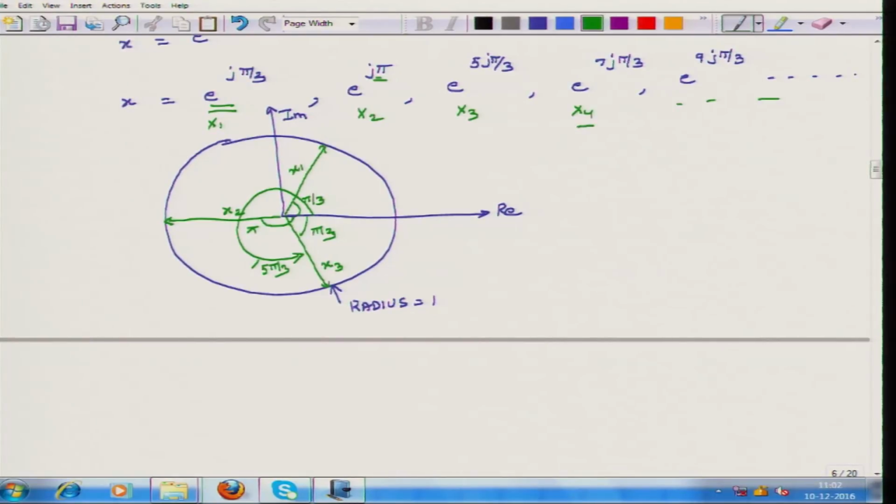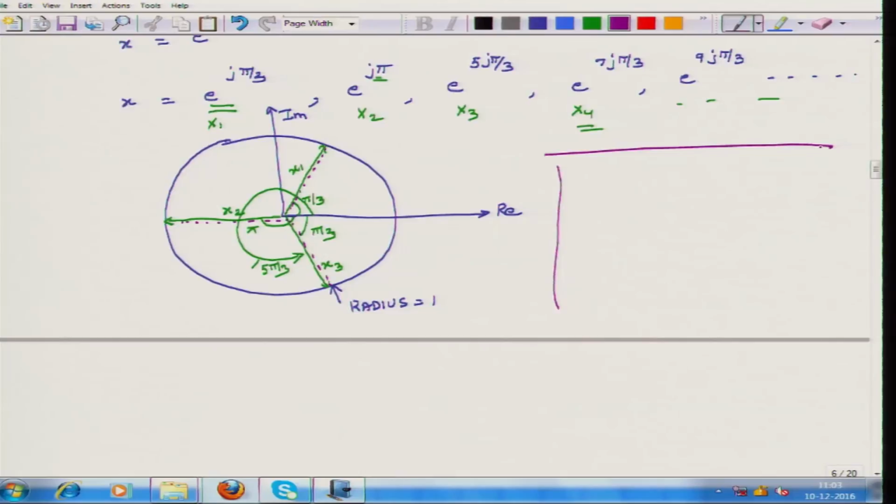Let us look at the fourth solution. The fourth solution is oriented at an angle of 7 pi over 3. So, when I plot it, it just overlaps solution x1. Solution x5 overlaps x2, solution x6 overlaps x3, and so on and so forth.